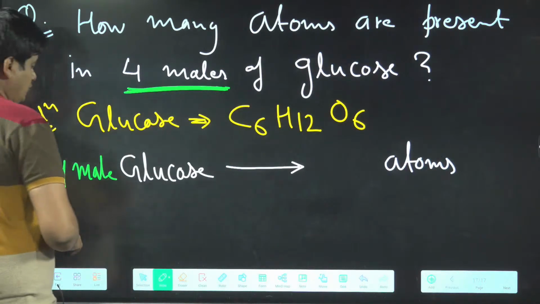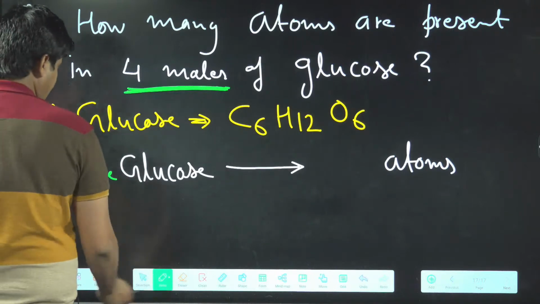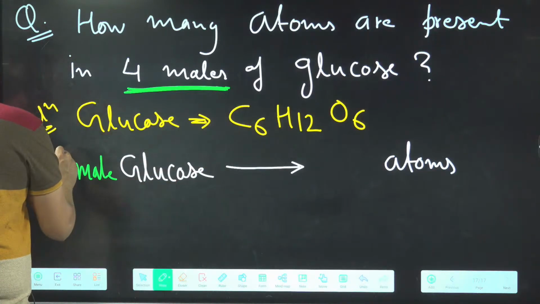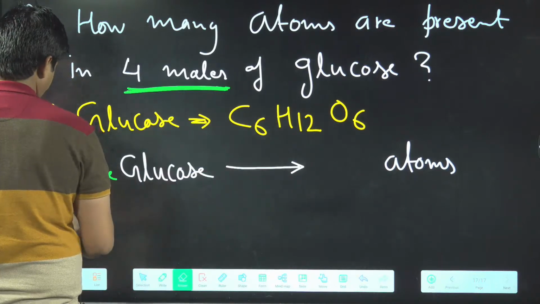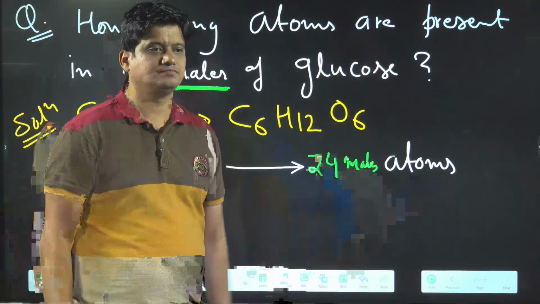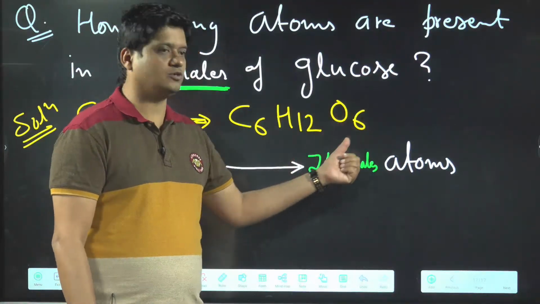Okay, very good. So 4 moles of glucose, not 4. I start with 1 now, because 1 mole of glucose. Okay, so change the color. I will say 1 mole of glucose will contain, please reply, 24 moles of atom. Am I right? 1 mole of glucose contains 24 moles of atom.